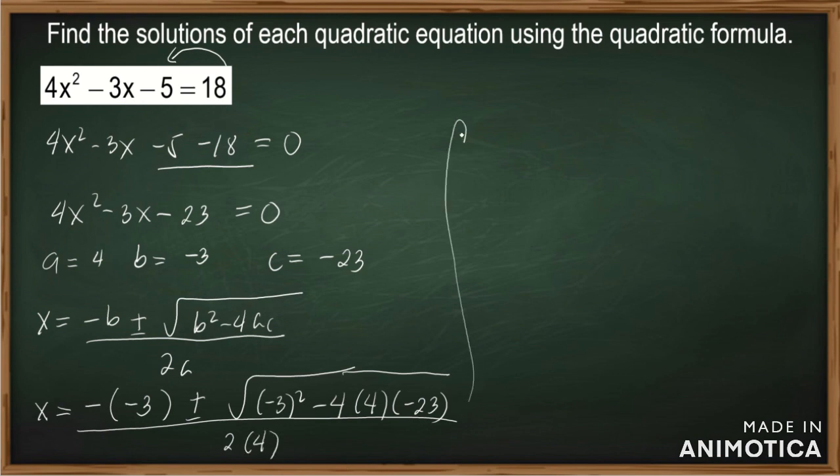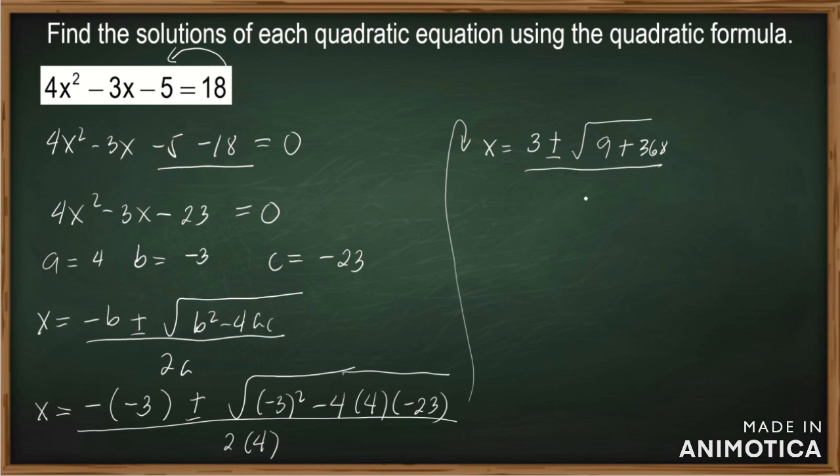Let's continue in this part. So we have now x is equal to negative times negative is positive 3 plus minus the square root of negative 3 squared is equal to 9. Negative times negative is positive. 4 times 4 times 23 is equal to 368.